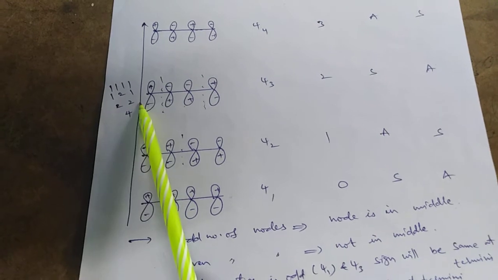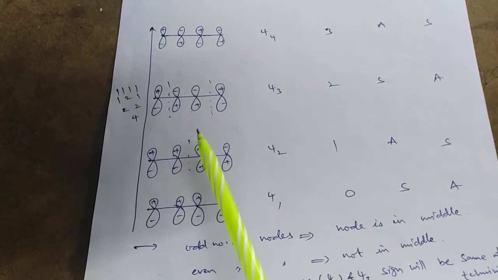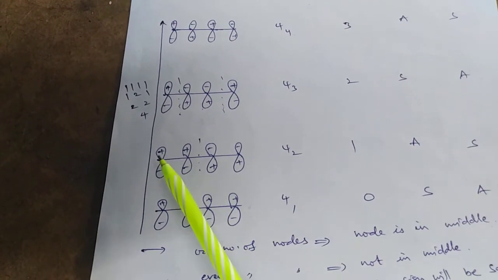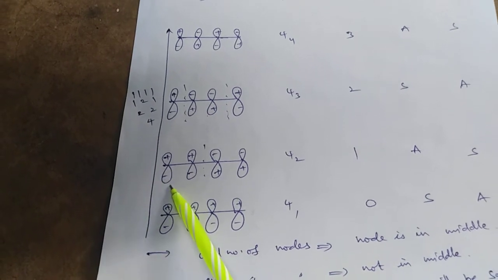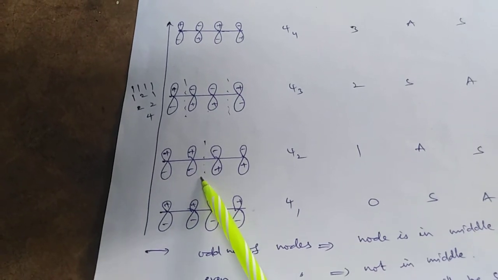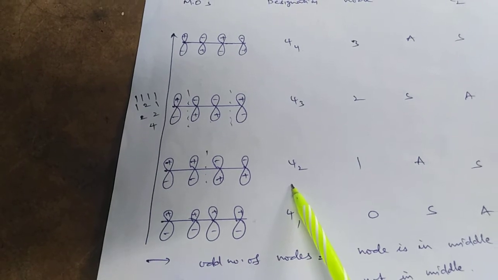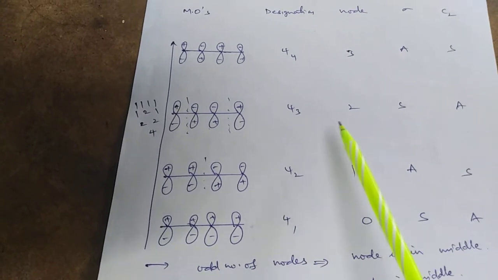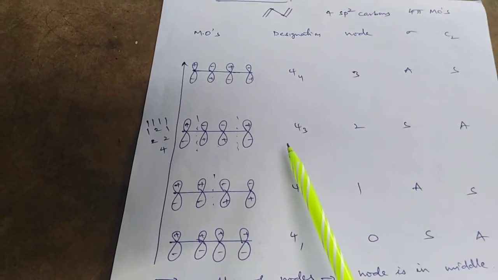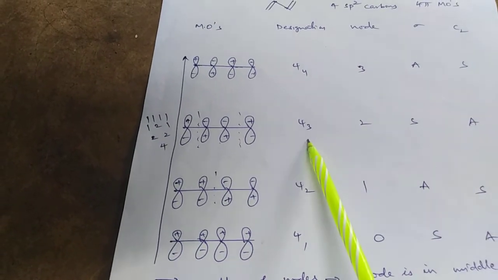And 1, 2, 1. First lobe is positive, the middle lobes positive, negative, positive, negative, negative, positive, where one node is present between these 2 lobes because it is the Psi2 molecular orbital. 2 nodes are possible for the Psi3 molecular orbital because it has an odd number of molecular orbitals.